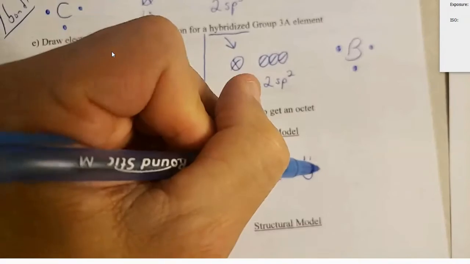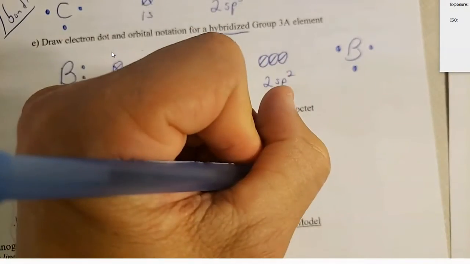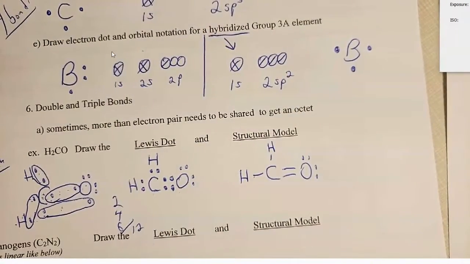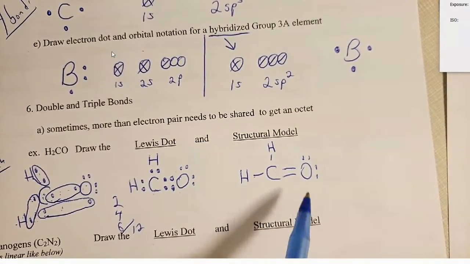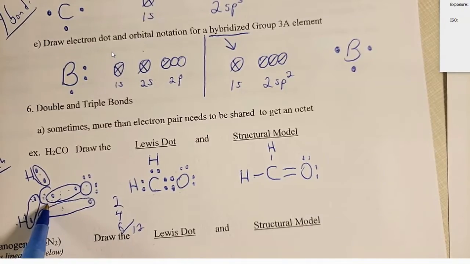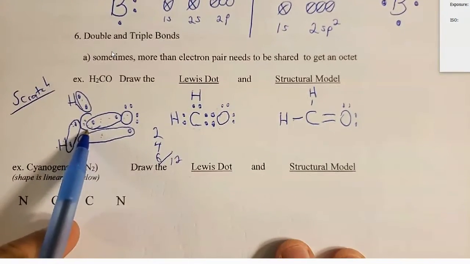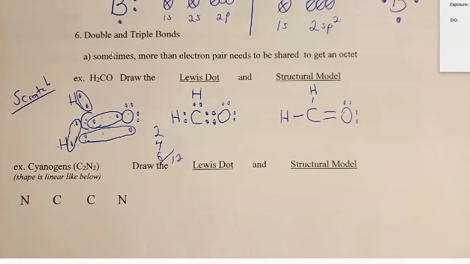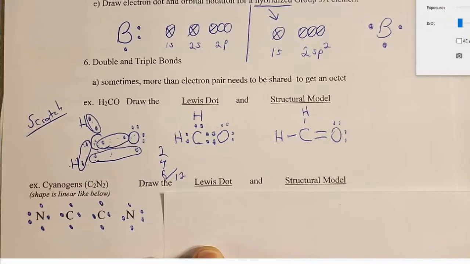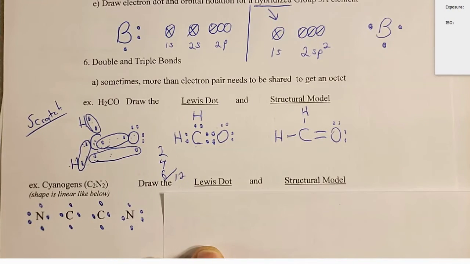And then I want to make sure I'm always drawing all of my electrons. So there's my final answer for my structural model with the double bond and my hybridized carbon. So now we want you to go ahead and do that example. Okay, so let's see how you did on this one.